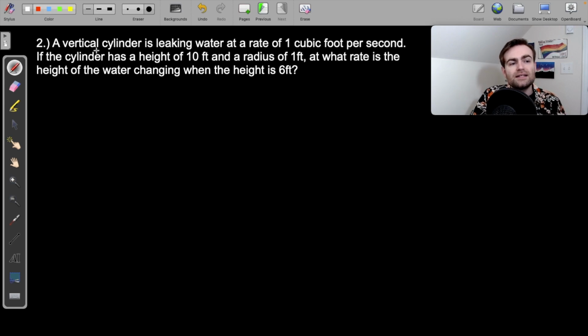So, a cylinder is a prism, a special type of prism, and the volume of a prism is equal to the base area times the height. And with a cylinder, the base area is a circle, so volume is equal to pi r squared h.